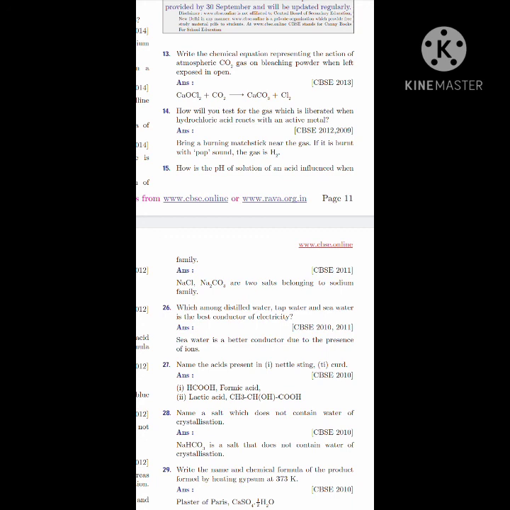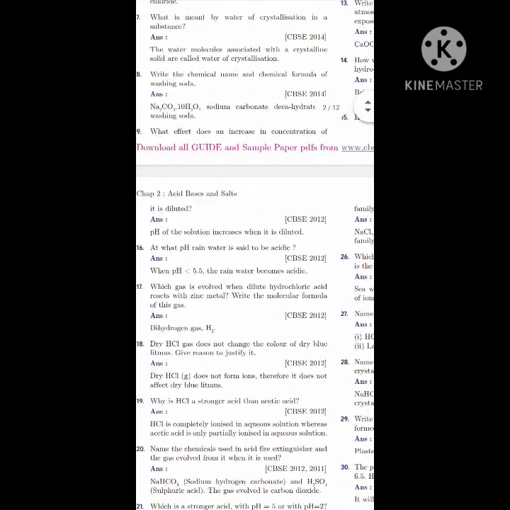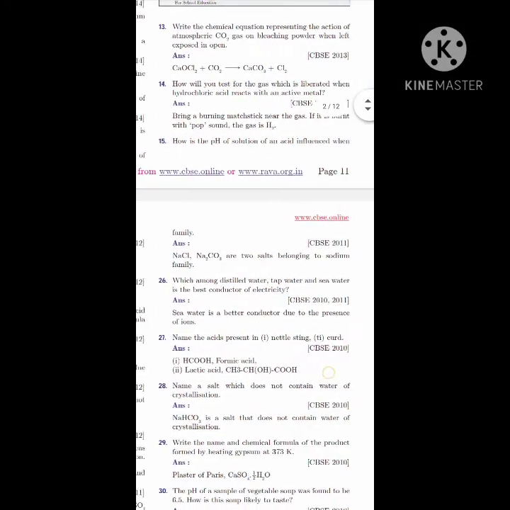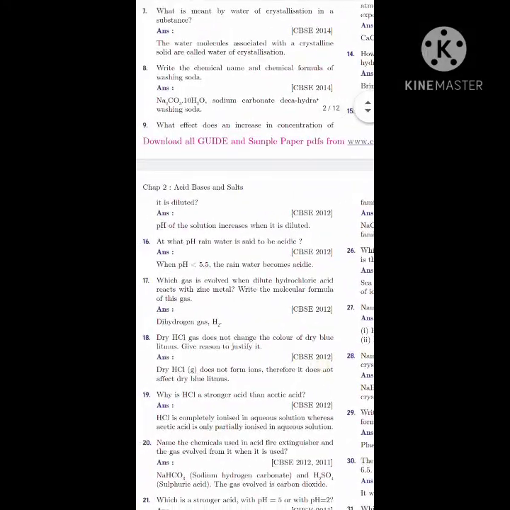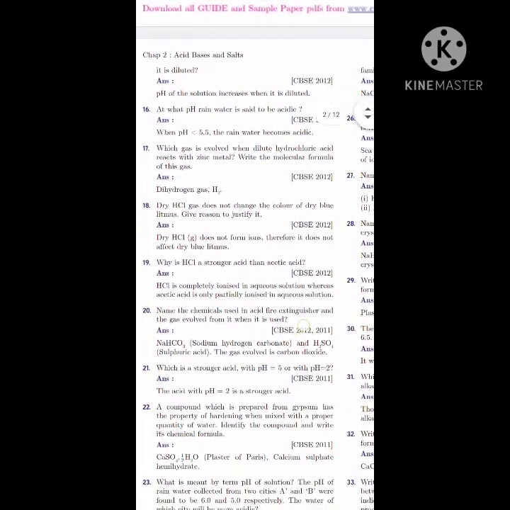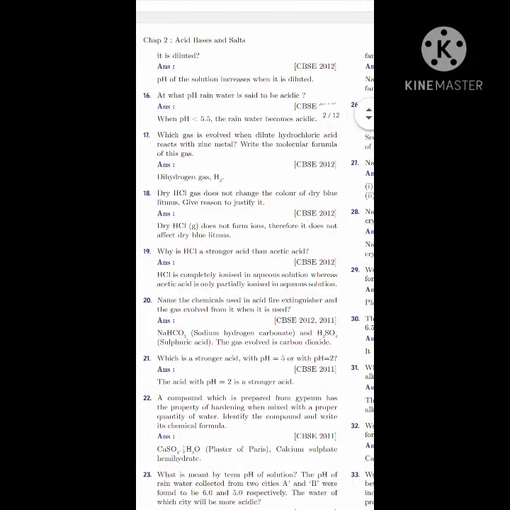How will you test for the gas which is liberated when hydrochloric acid reacts with an active metal? Bring a burning matchstick near the gas. If it gives a pop sound, then we can conclude there is liberation of hydrogen gas. Very simple. Next question. How is the pH of a solution of an acid influenced when it is diluted? The pH of the solution increases when it is diluted. The more you dilute, the more the pH increases.